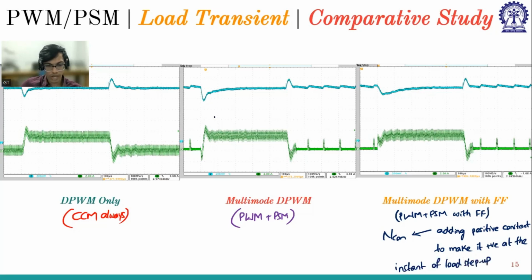So we have realized that at this instant, V error is negative, because of which Kp into V error is negative, because of which Ncon is negative. Because of the operation it is happening like that, but it should not have happened. And again, it is hampering our transient response, because inductor current is going the other way. So what SAR has done is add a positive value to make this Ncon greater than 0. So it is going in the positive direction, and now it will improve the transient response.